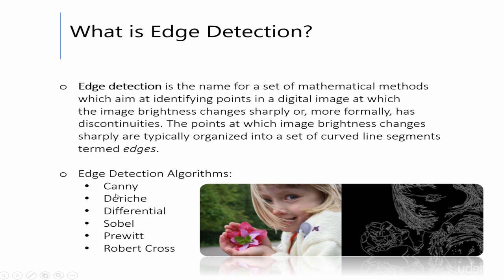So there's Canny edge detection, Deriche edge detection, differential edge detection, Sobel filter, Prewitt filter, or Roberts Cross. As you can see over here, what happens when we use edge detection: we are left with only the important features, such as the eyes, the mouth, the hands, and basically stuff in the background has been discarded.